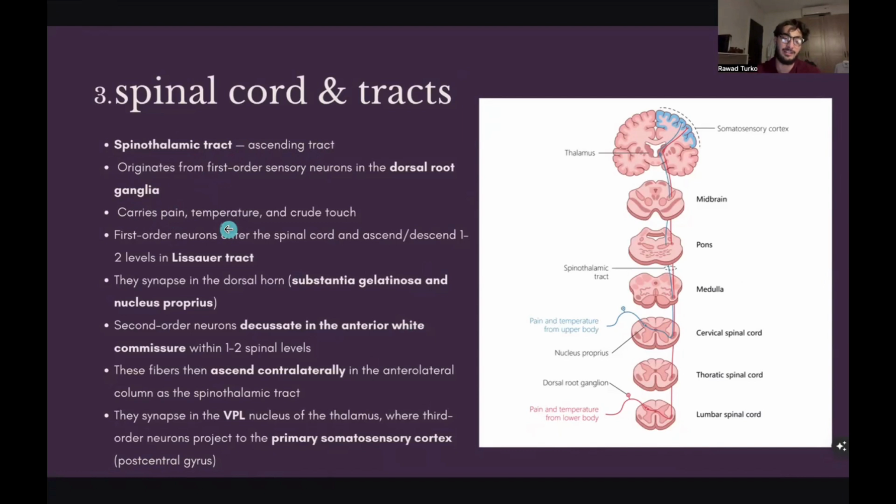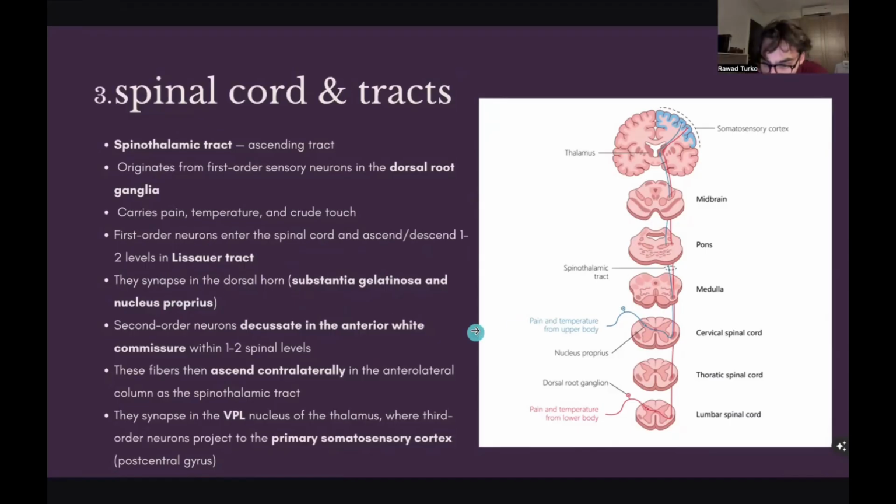So we said again that they're originating from first order neurons in the dorsal root ganglia. They carry pain and temperature and crude touch. And again, they enter the spinal cord and then they ascend one or two levels. So this is not descend, it's just ascend, one or two levels in Lissauer tract. This is the name of the tract that is basically just the ascension of these spinothalamic fibers before they decussate. And then they're going to synapse in the dorsal horn, specifically in the substantia gelatinosa and the nucleus proprius, which we talked about previously. Those are the collections of cell bodies, or the nuclei, in the gray matter of your spinal cord.